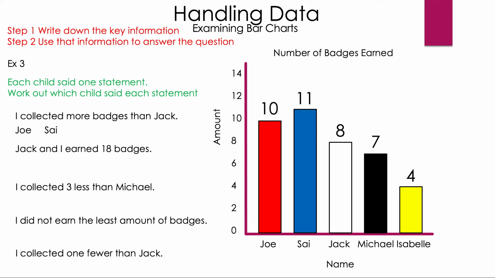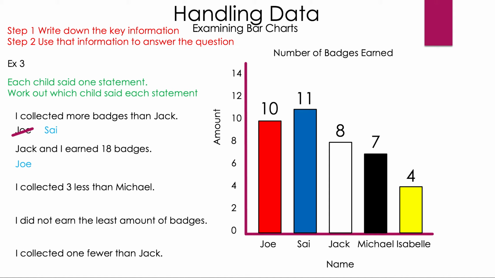Jack and I earned 18 badges. So let's write down the key information. So Jack has 8 badges, and we know the total has to be 18 badges. So that means the missing value is 10 badges. And who has 10 badges? Joe. So Joe has 10 badges, so Joe is my final answer. And now we can go back to the previous question. We can cross off Joe, so that means the first one has to be Cy.